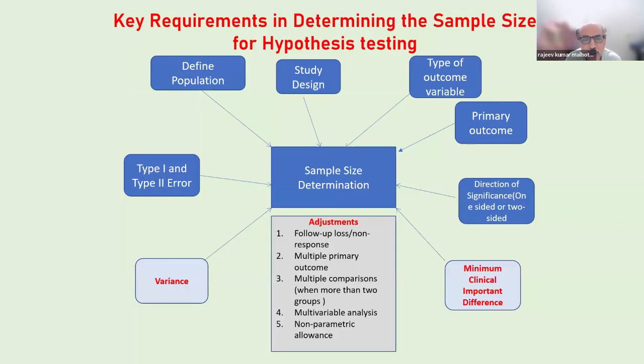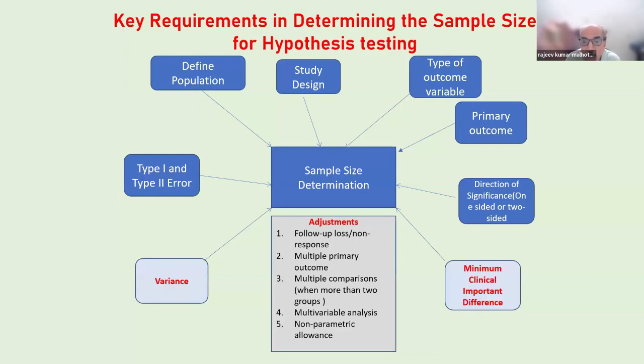So these are the fixed. You can change it to 80 to 90% also. But generally by default, it is 5% and 80%. Then there are some adjustments: adjustment for follow-up loss, non-response, and multiple primary outcomes.